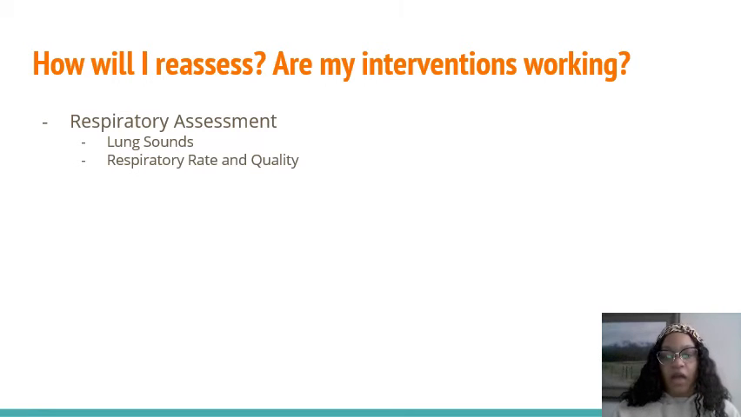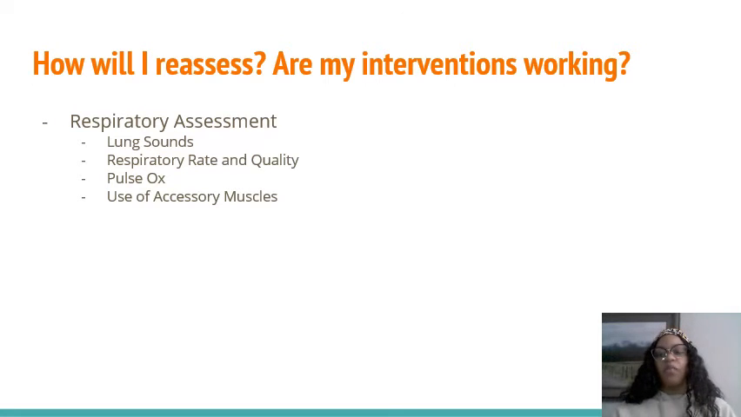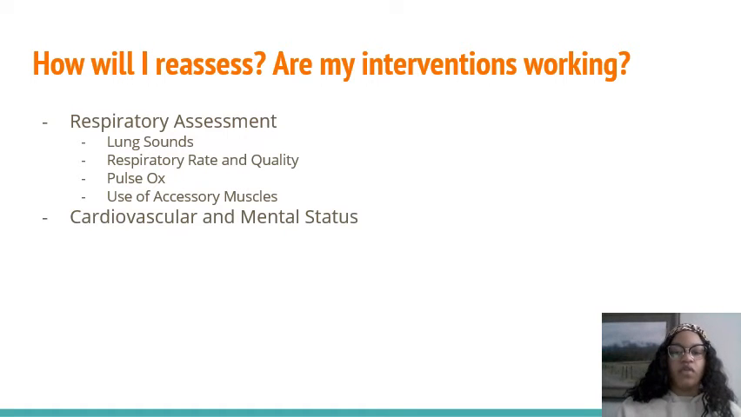Respiratory rate and quality. We want to know how fast they're breathing, but we also want to know the quality of those respirations. Are they using accessory muscles? Like, what do they look like? Is this improving with our interventions? That's what we want to look out for. Also, we want to look at that pulse ox, make sure oxygen is getting to the tissues, perfusion is happening, all that good stuff. So, again, respiratory and cardiovascular go hand in hand.